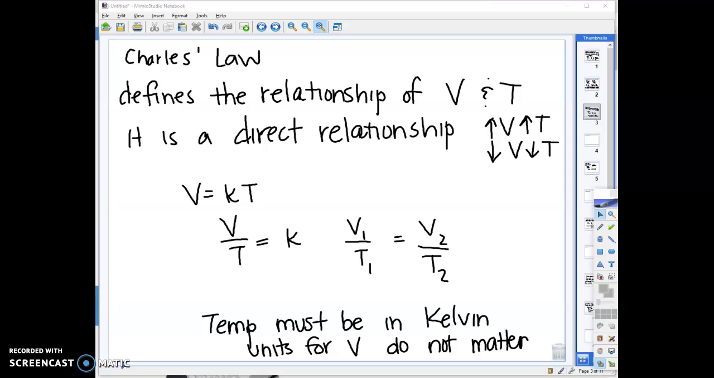Again, our temperature must be in Kelvin. Our units for volume do not matter. You may have a volume in liters or milliliters. Occasionally you might see volume in cubic centimeters. Cubic centimeters is the same thing as a cc, which is equal also to milliliters. So you can have different units for volume, but they don't really matter in our Charles's law equations.